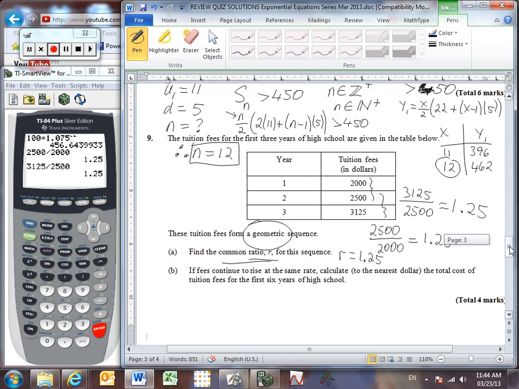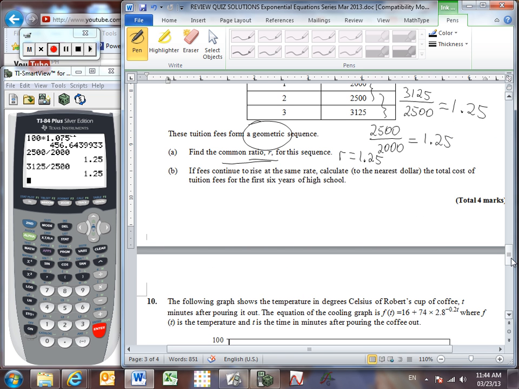Part B. We need to calculate to the nearest dollar the total cost. Alright, important to be circling words like total, just like with arithmetic and geometric, because total shows us that in this case we're looking for a sum. And we're looking for the sum of the first 6 years. So in general, remember, for a geometric sequence, you've got u1 times 1 minus r to the n over 1 minus r. And so we're looking for s6.